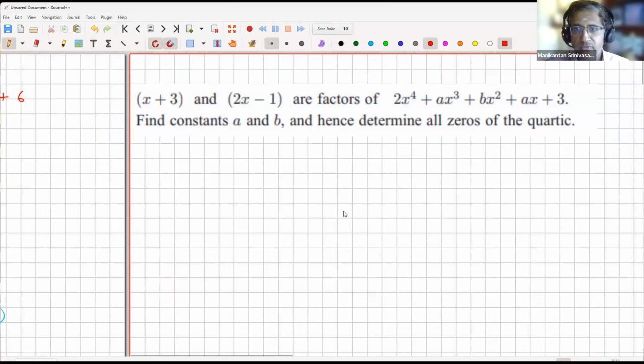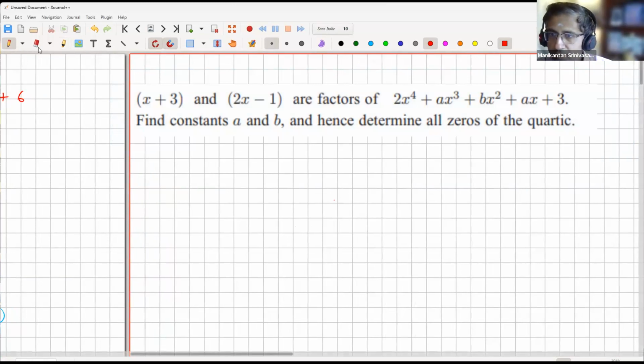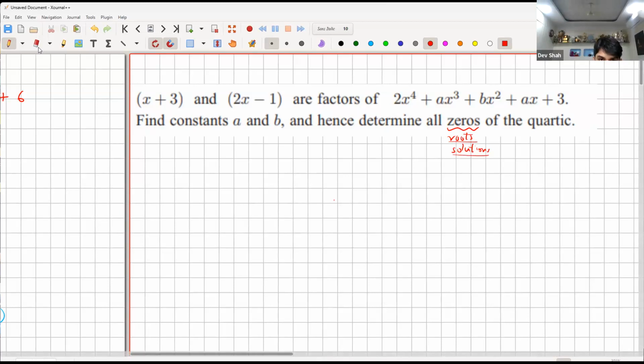X plus 3 and 2x minus 1 are factors of this guy. Zeros means roots, right? So zeros, roots, solutions all mean same thing. They're all synonymous. Okay, Dave, question? The factors means that when you put this in, the remainder will be 0, right? Correct. That's what the factor theorem is saying. So f of minus 3 is 0. Hence, the remainder is 0. Hence, x plus 3 is a factor.